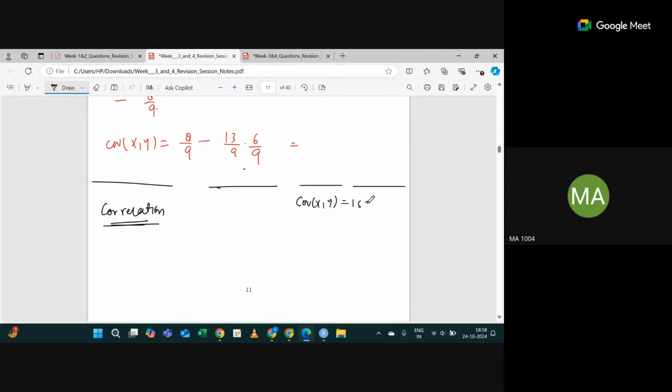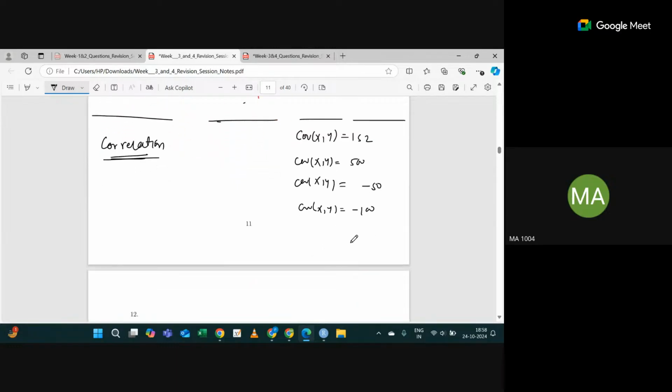Suppose for some data the covariance between x and y is, let's say, 152, and for some other data you got 500, for some data -50, and for some -100, something like that. Can you comment on which one is a strong positive or a strong negative? No, but we can just say positive and negative. Correct. Only these two you can say, right?